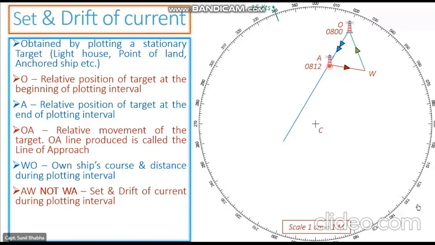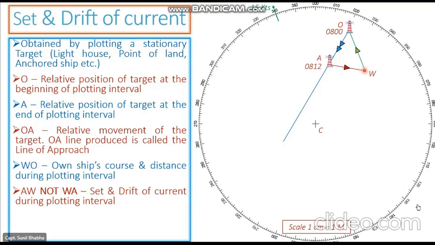Now, why is it that the set of the current is in the opposite direction? It can be easily understood. Let's assume that if there was no current in the area, our ship was proceeding on a course of 340. So the lighthouse would move relatively in exactly the opposite direction. So from O, the lighthouse would be moving on the green color track. And after 12 minutes, the lighthouse will be at the location of Whiskey.